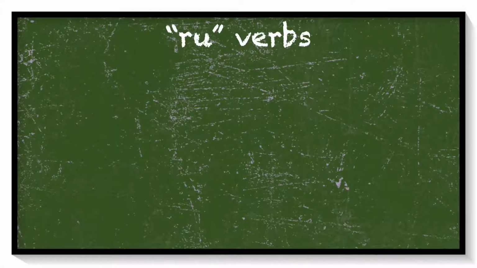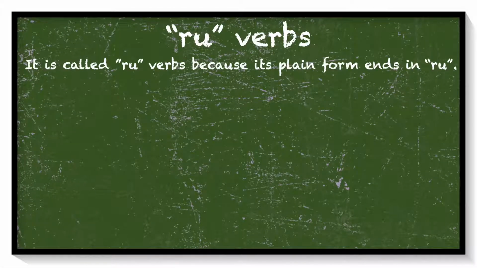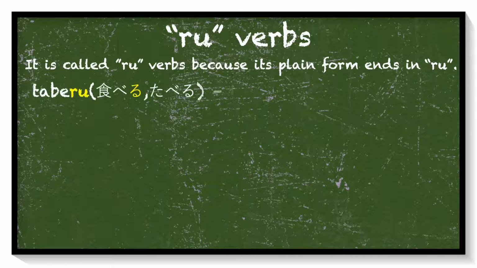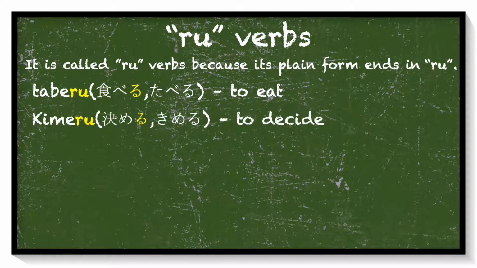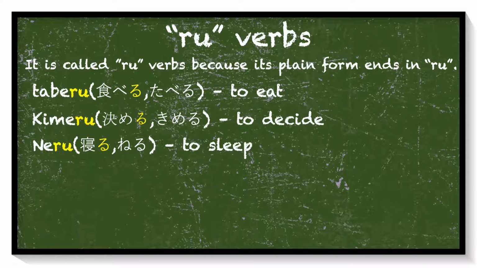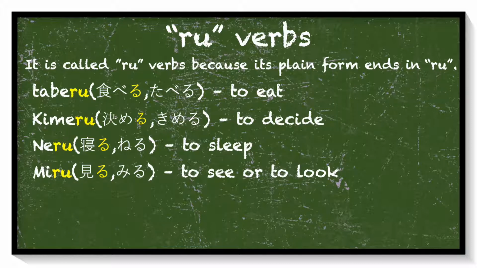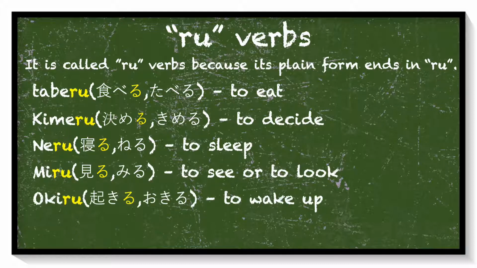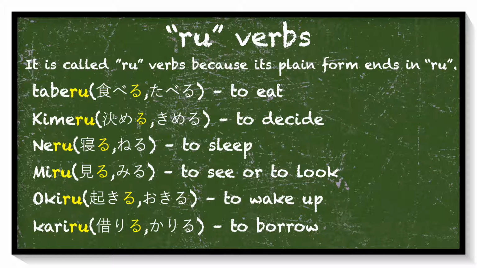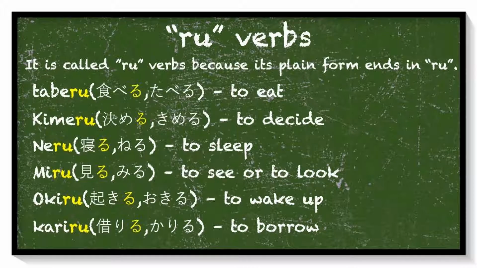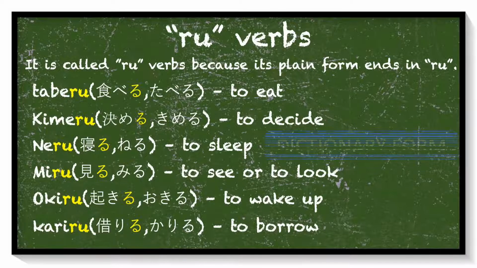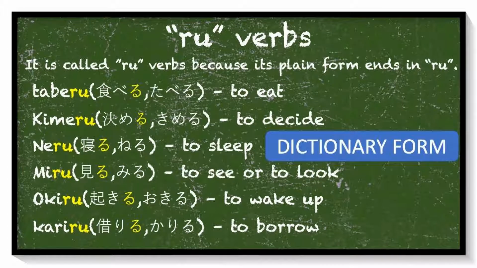Ru verbs are action words, in which its plain form ends in ru. For example, 食べる、決める、寝る、見る、起きる、借りる。 The examples are in its plain form, or what we call dictionary form. Because, when you have a Japanese dictionary, verbs are listed in this form.